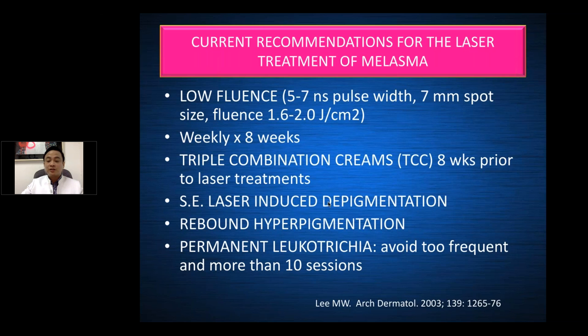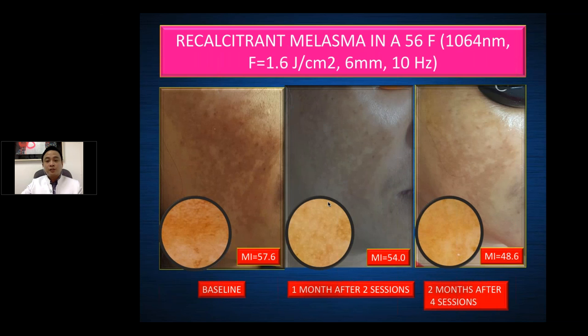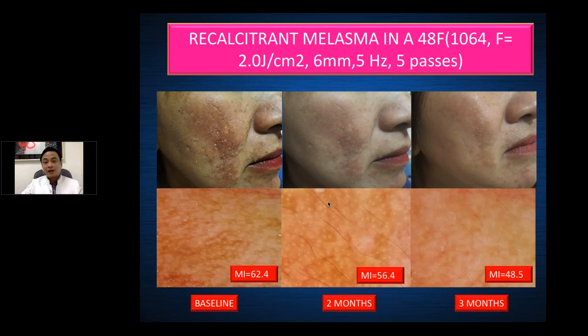So these are just some examples of cases of melasma. I usually use the Q-switch and the YAG for recalcitrant cases. Those patients who have given up on topical skin lightening agents, those who have given up on chemical peels. So these are some patients with the corresponding dermoscopic images and the documented decrease in the melanocyte index. And these are the settings that I used.